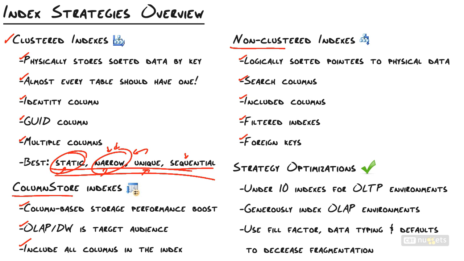Finally, some strategical guidelines here. The first one's a good one. I get asked this question all the time. I see it get asked all the time. How many indexes should I have per table? And a good general rule is keep it under 10 for OLTP environments.